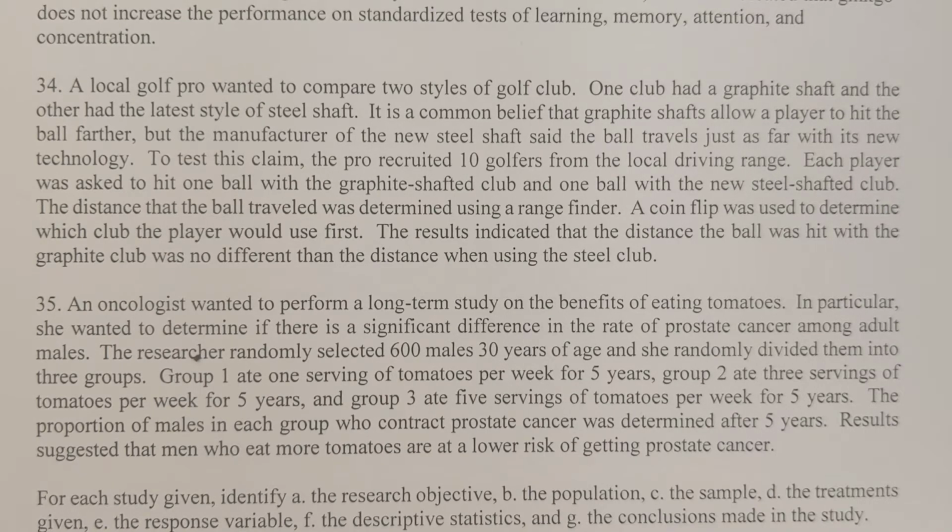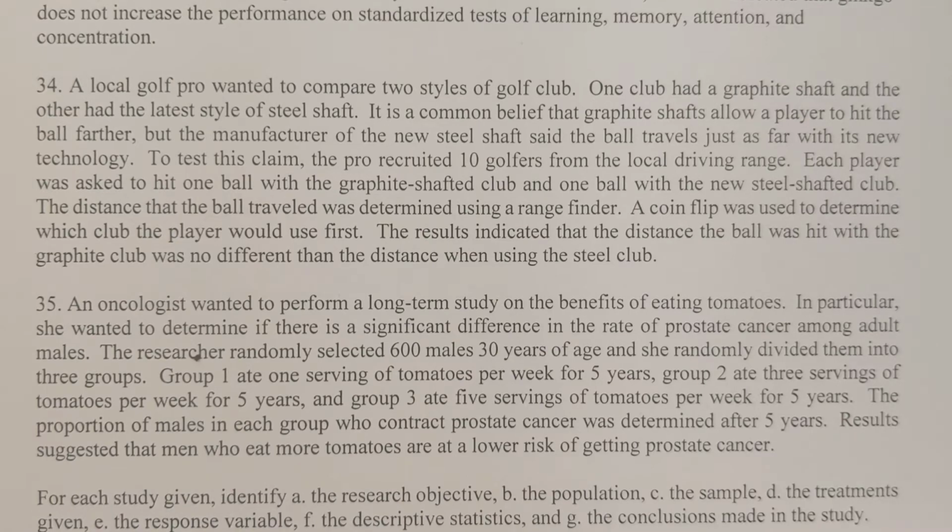To test this claim, the pro recruited 10 golfers from the local driving range. Each player was asked to hit one ball with the graphite shafted club and then one ball with the new steel shafted club. The distance that the ball traveled was determined by using a range finder, and a coin flip was used to determine which club the player would use first. The results indicated that the distance that the ball was hit with the graphite club was no different than the distance when using the steel club.